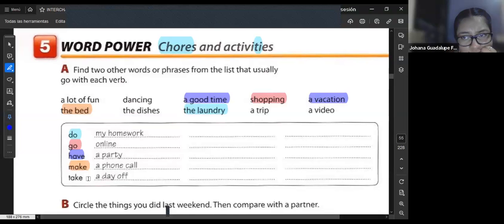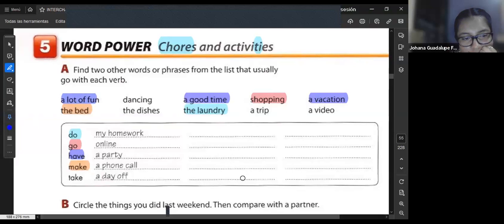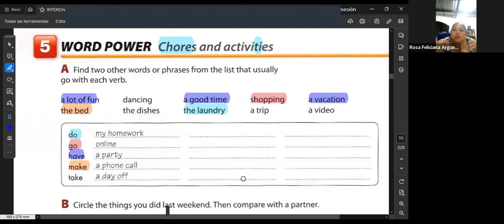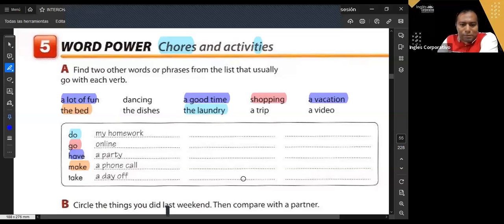Take a lot of fun. Okay, no. Have a lot of fun, yes. Have a lot of fun es divertirse. Teacher, the other one sería take a taxi. Yes, take a taxi, very good.